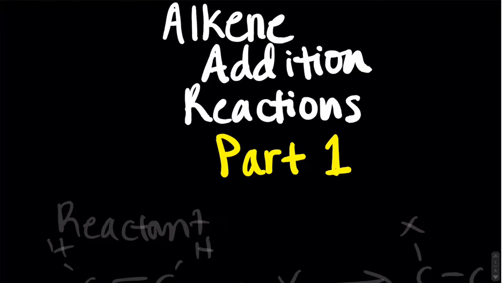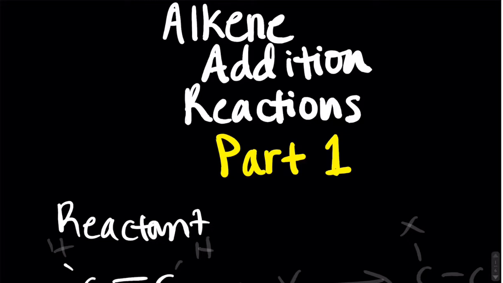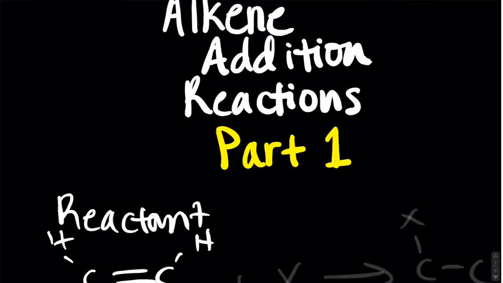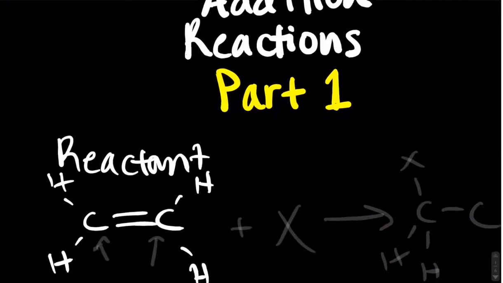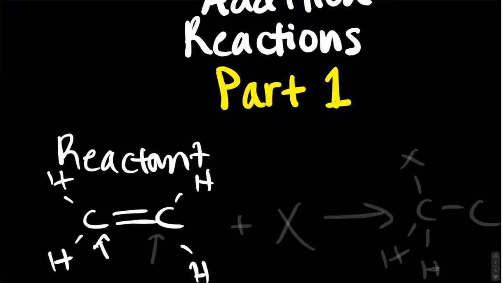So the basis of the alkene addition reaction is that we are going to have some alkene, so a double bonded carbon. Let's just say these are connected to hydrogens, so this is going to be ethylene. And it's important to remember that these two carbons are sp2 hybridized carbons, meaning that they have 3 regions of electron density around them: this double bond, this bond, and this bond. So that is going to be our reactant, and then we're going to add something.